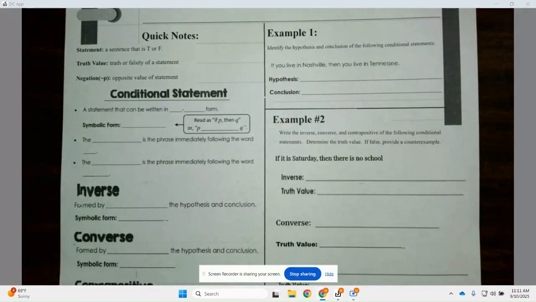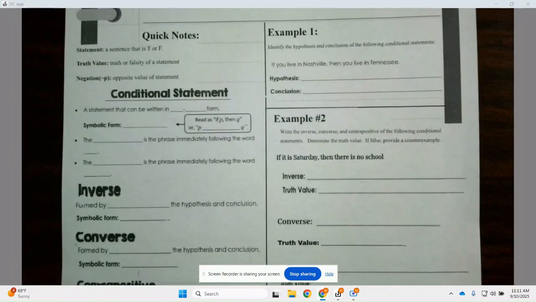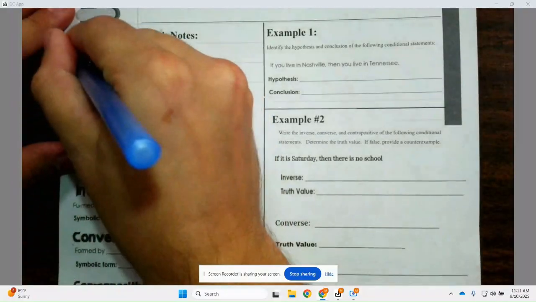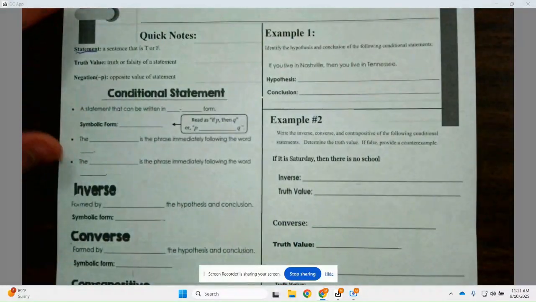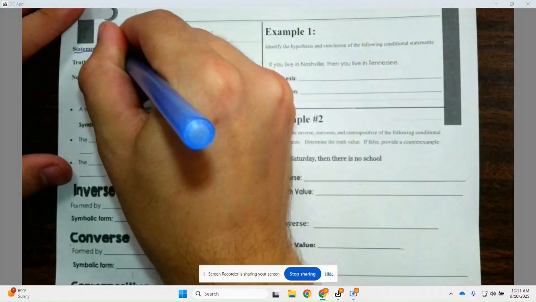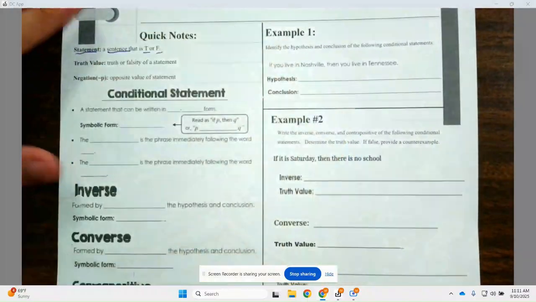In this class, we're going to have some ideas that are in statement form. So our first thing is this. A statement, let me make sure I can have this as clear as possible. A statement is just simply a sentence that is either true or false.